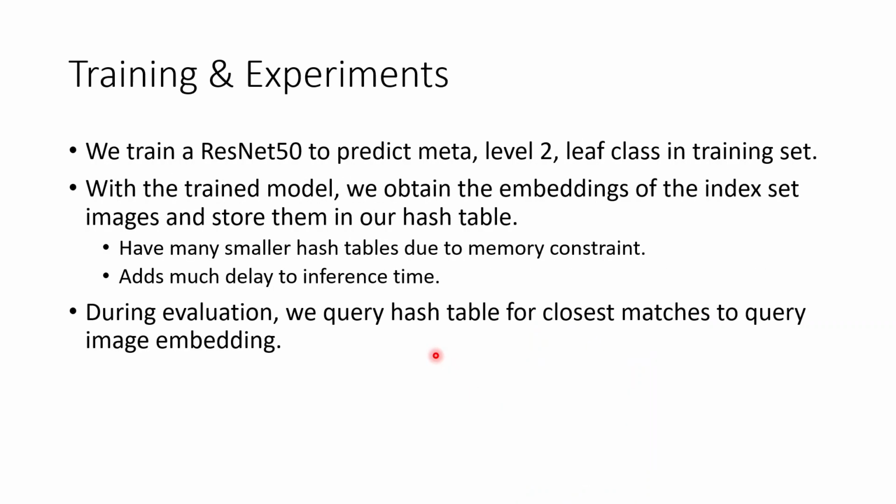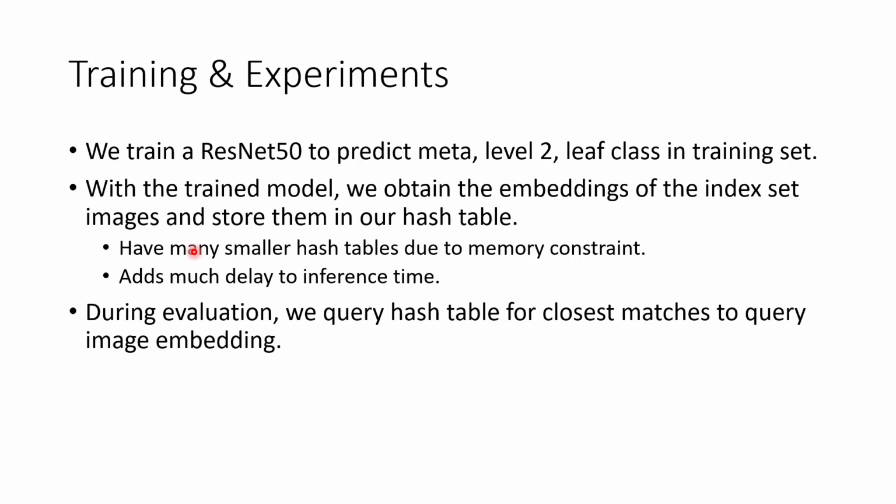So for training, we train our ResNet 50 to predict the meta, the level 2, and the leaf class that are part of the training set. And once we train our model, we obtain the embeddings of the index set. So we basically run every image in the index set through our model, and we store the hashes of the index set embeddings in our hash table.